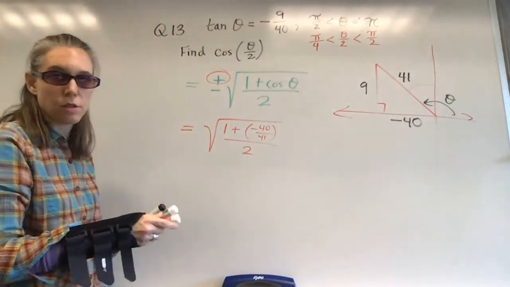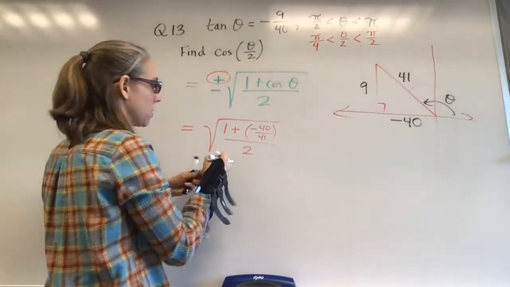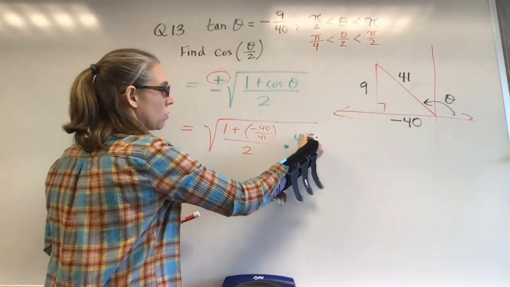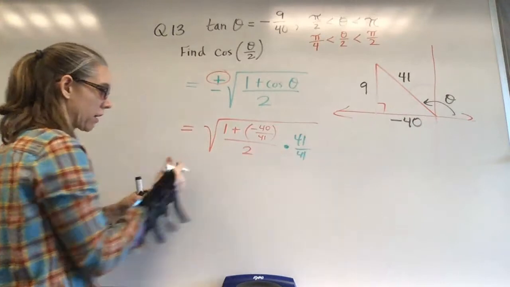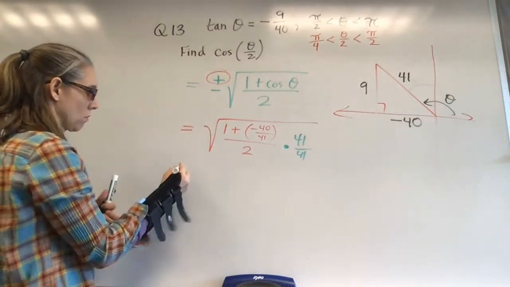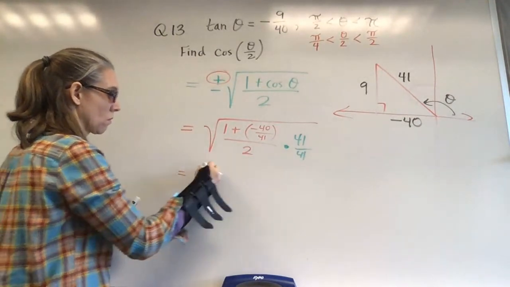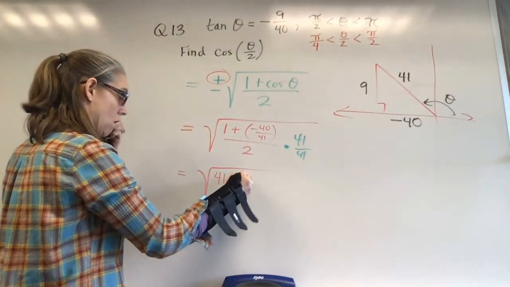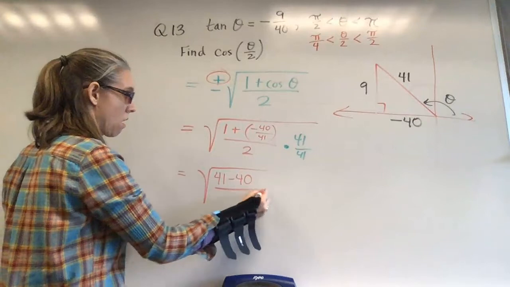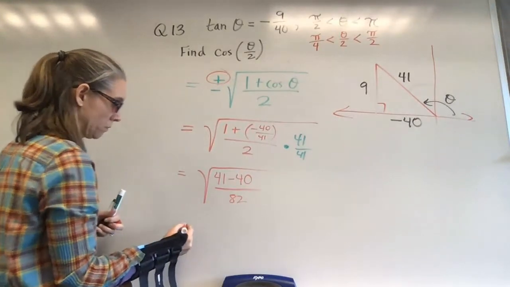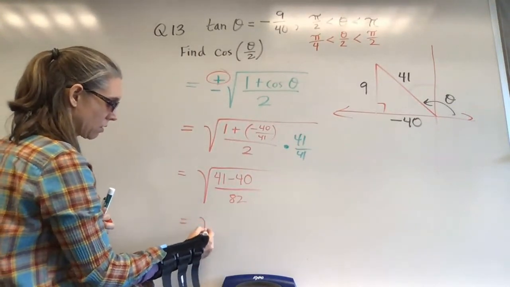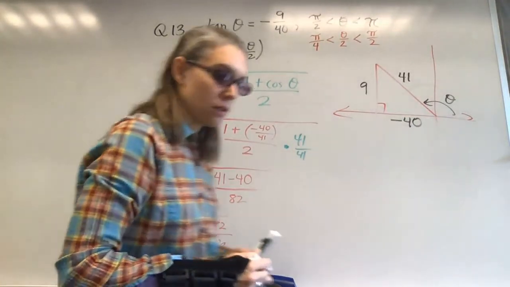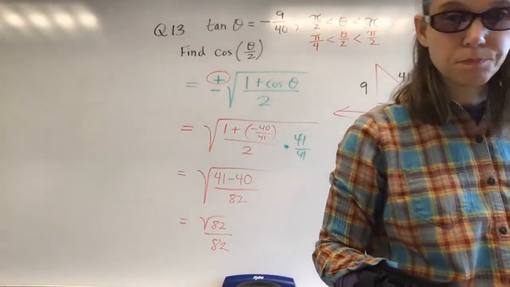Now here I have to get rid of the complex fraction by multiplying the numerator and the denominator by 41. This is all inside the radical. So this ends up being square root of 82 over 82 when you rationalize it.